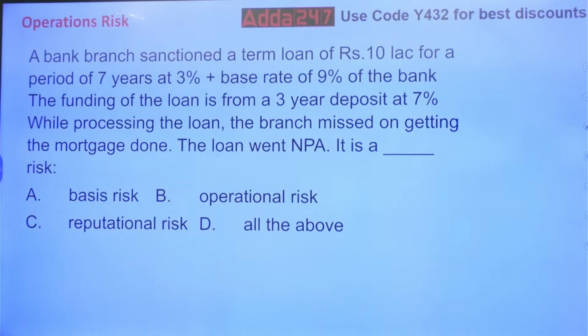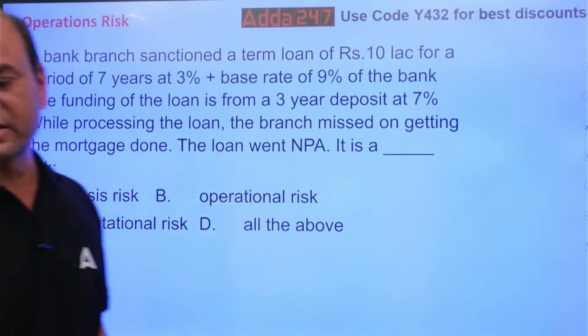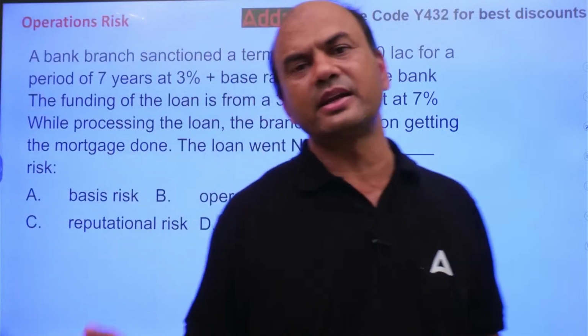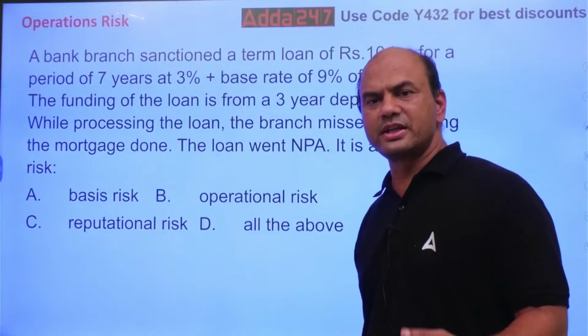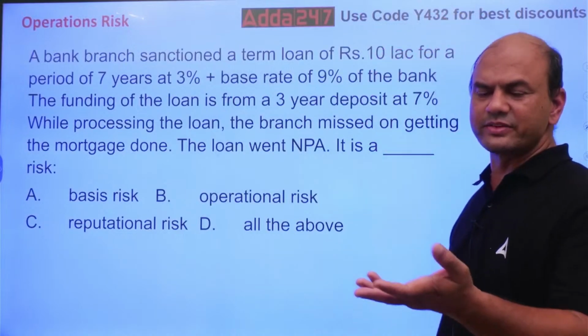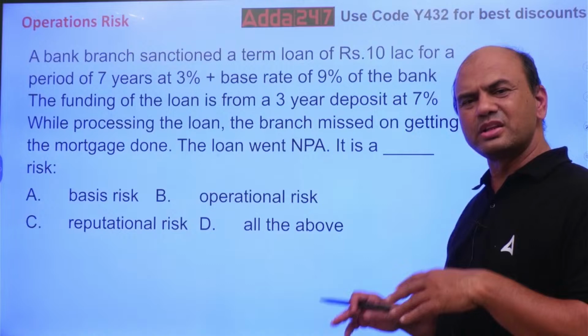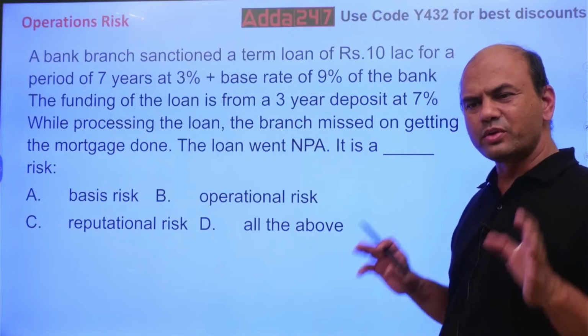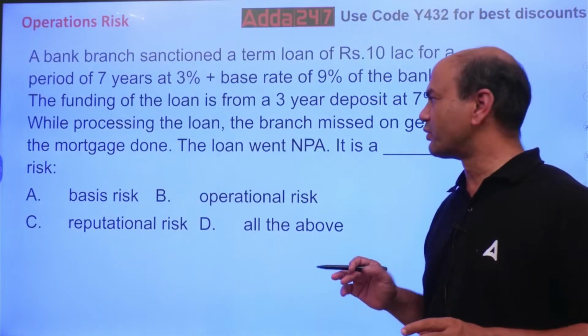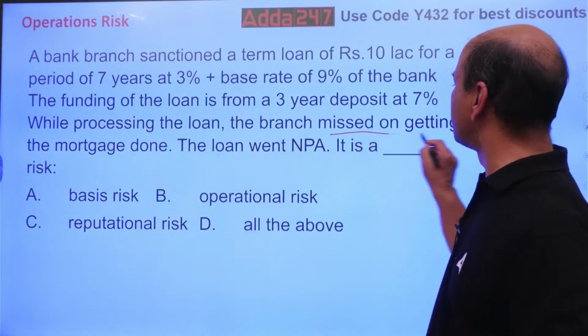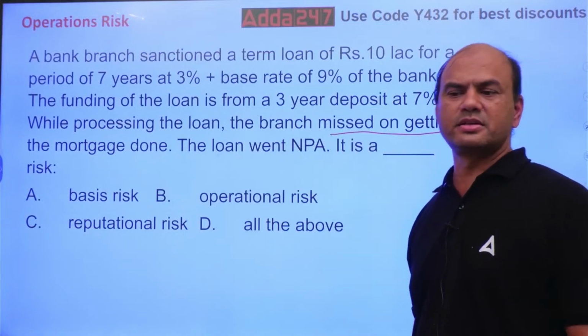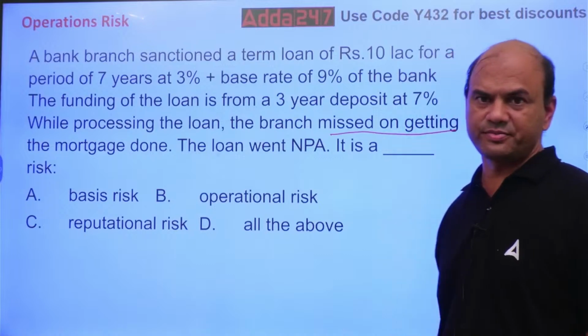There is always a very small tricky line in this question. Everything else is of no use to you. That bank sanctioned a loan of 10 lakhs for 7 years, base rate 9%, deposit is 7%. All this is irrelevant. The question is really different. The question is only this: missed on getting the mortgage.